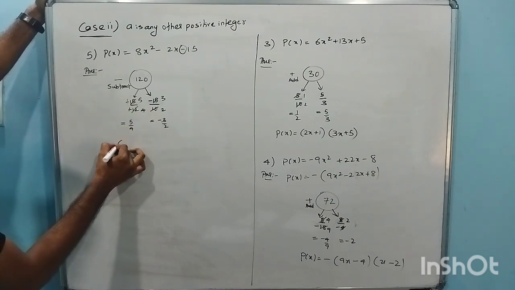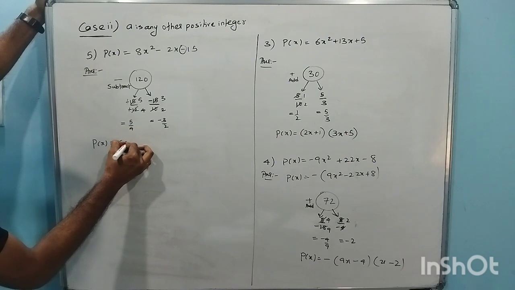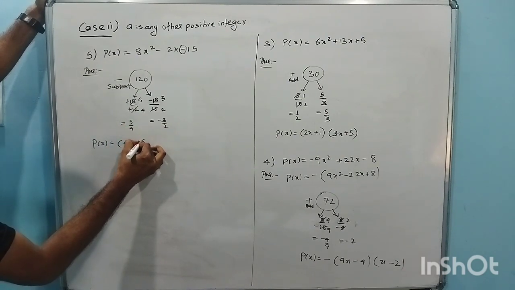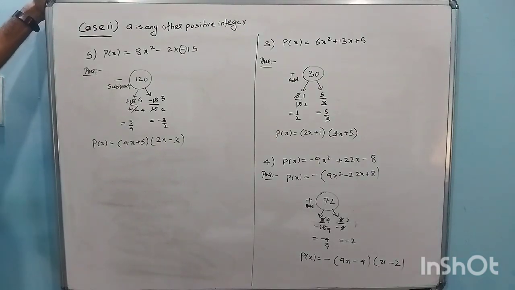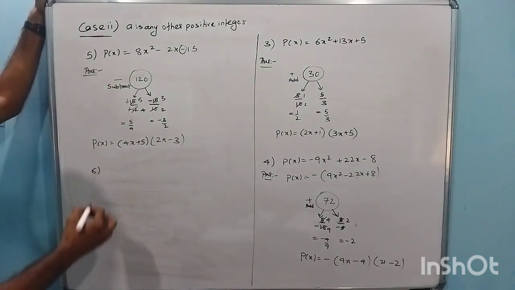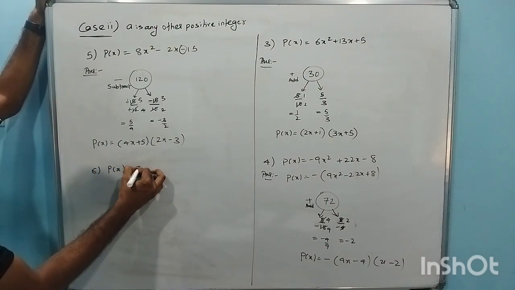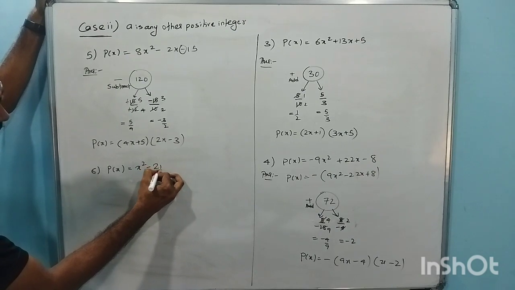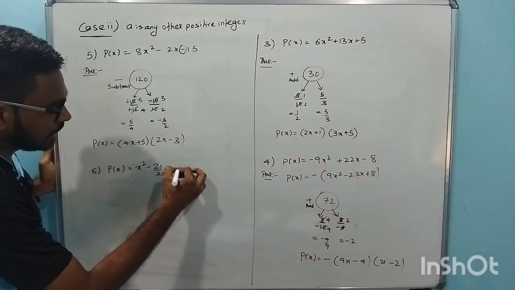Okay, that means the polynomial will be 4x plus 5 and 2x minus 3. Okay, like this. Then sixth one, x square minus 21 upon 20x minus 5 upon 20.